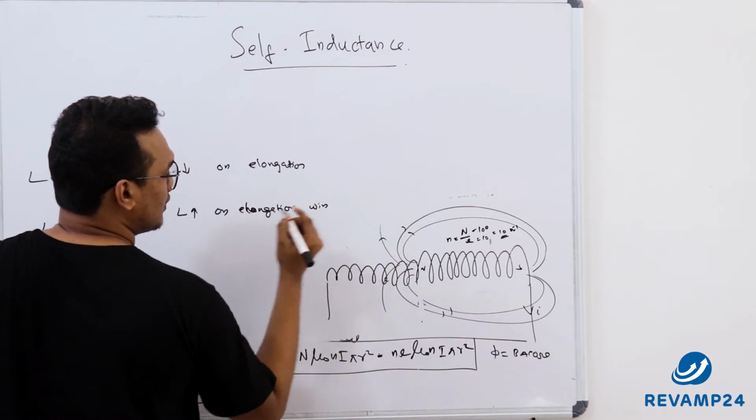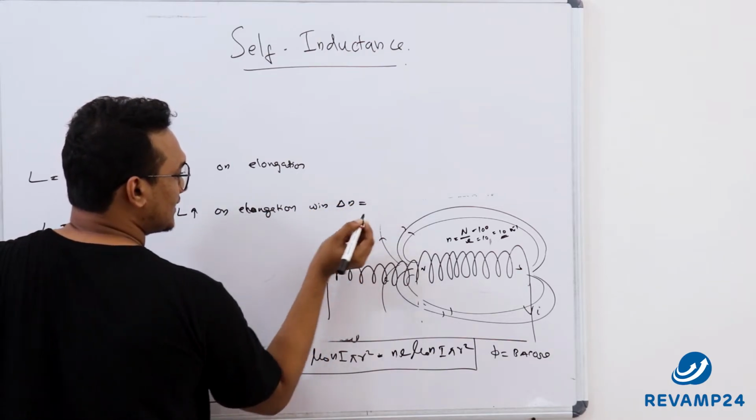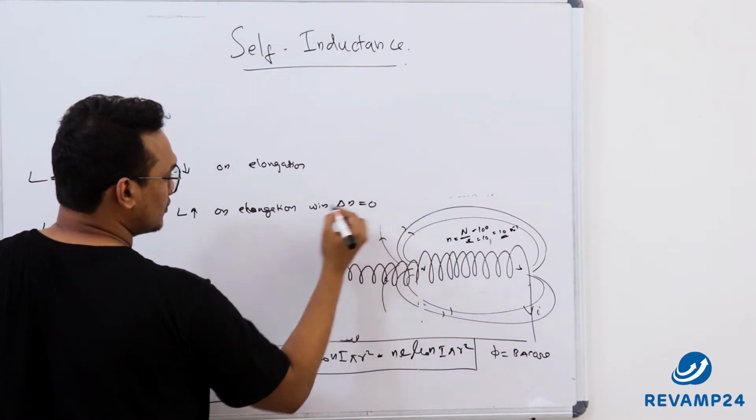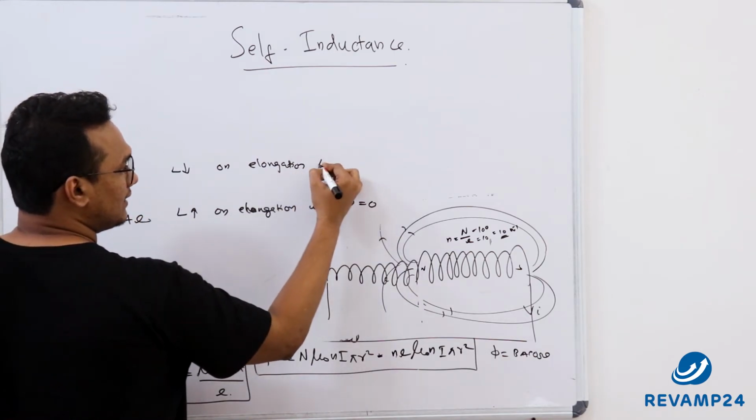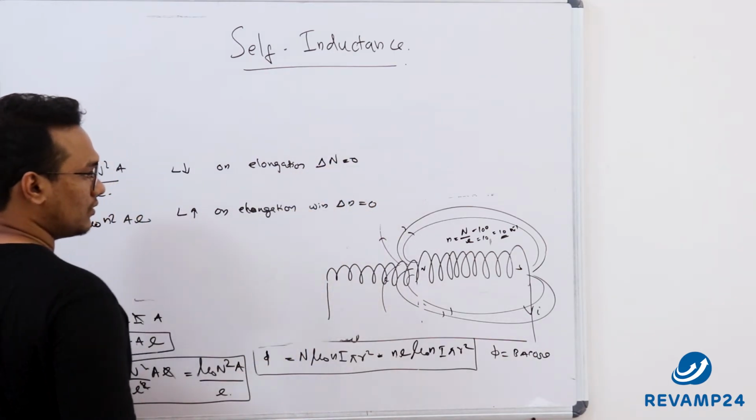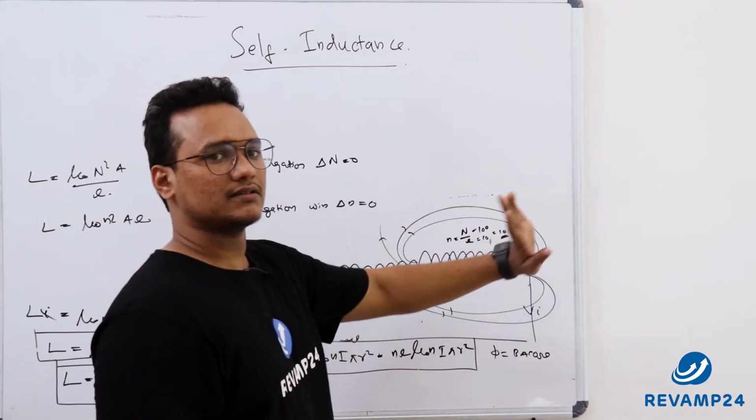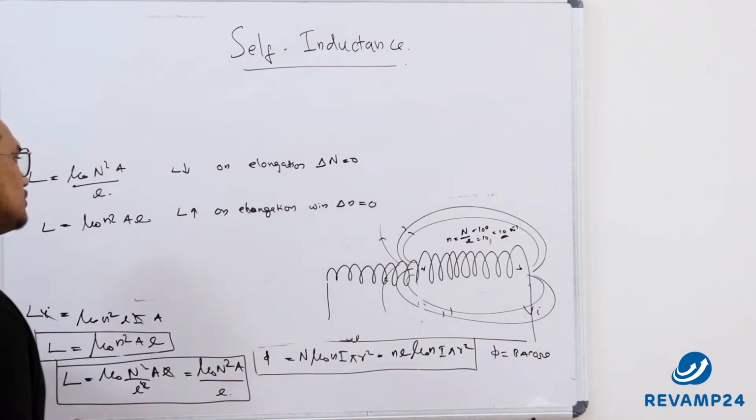I can say that elongation comes with delta n equal to 0. Delta n means change in turn density is equal to 0. But here in this case, delta capital N is equal to 0. What is that? Total number of turns is not changing. But here it is changing. Now, we have got the equation for self-inductance.